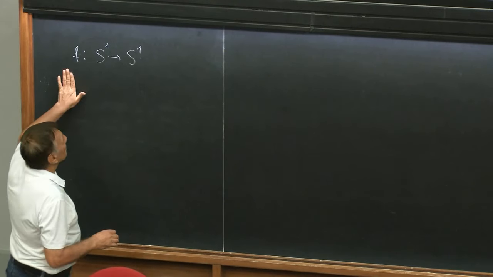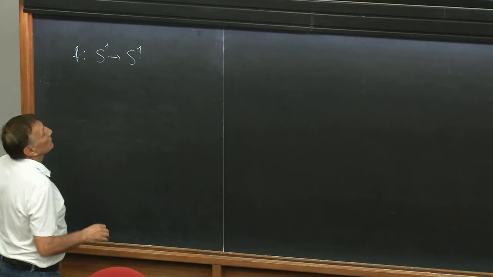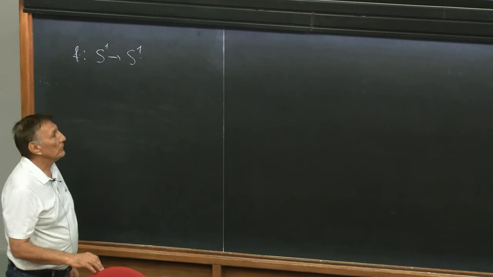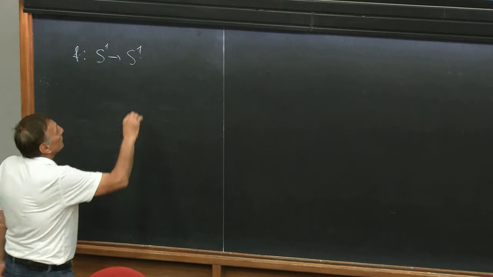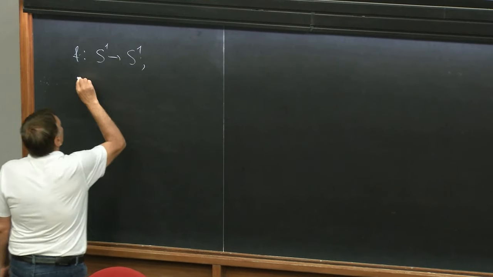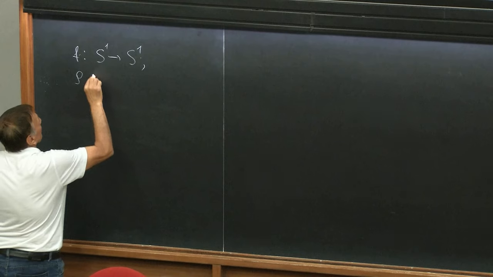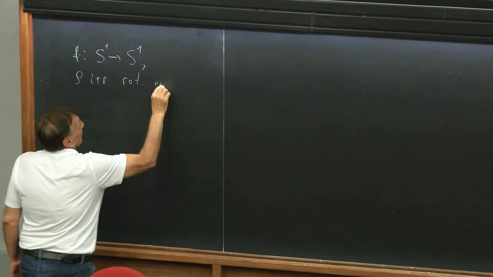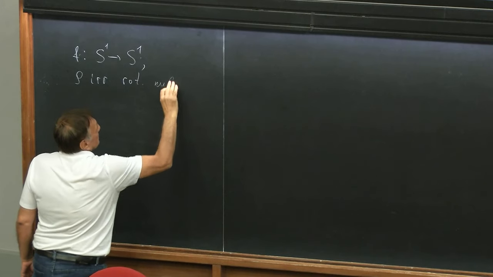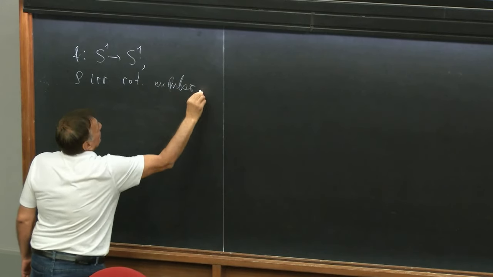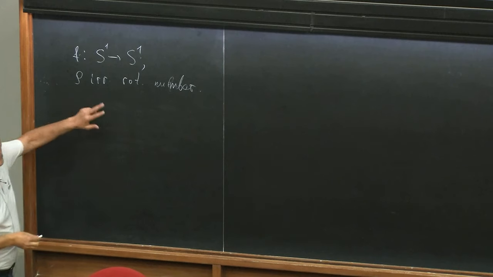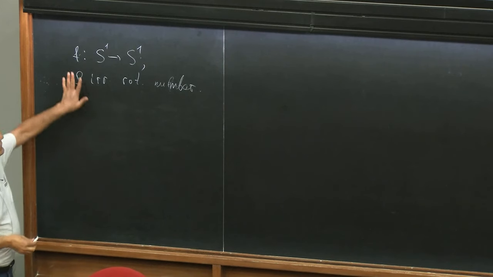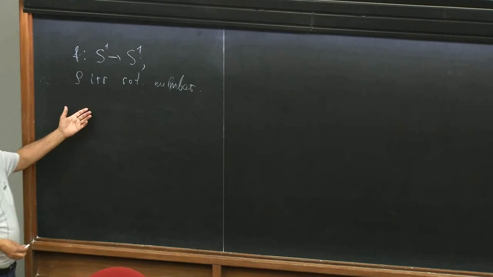So let F be an orientation preserving circle homeomorphism with irrational rotation number. Rho is the rotation number of this homeomorphism, which is always well defined.